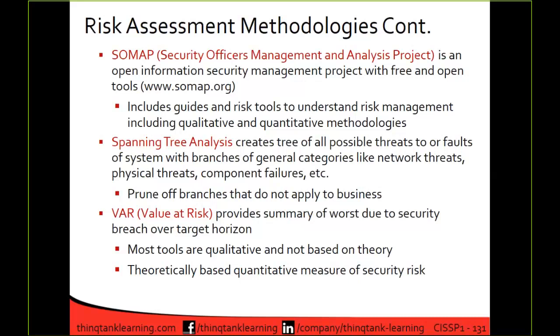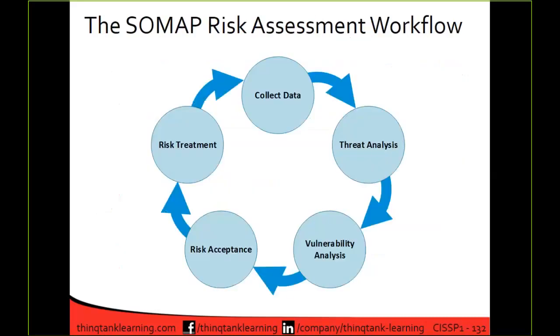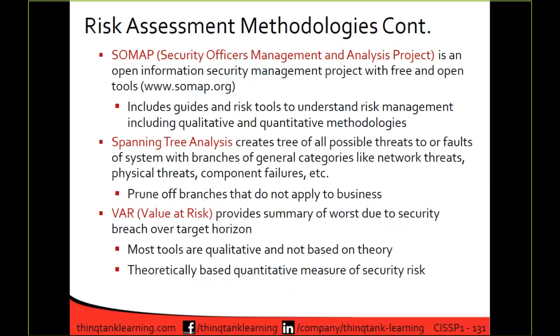The concept is fairly straightforward. In fact, here's a diagram of that concept. This is the risk assessment workflow. So that's kind of your spanning tree analysis. You create a tree of all the possible threats to your system with branches of categories like, is it a network threat? Is it a physical threat? The trunk of the tree is basically your organization, and then the branches become the individual business units or technology spaces that you operate in, and then the leaves become essentially the individual threats themselves and the assets themselves.